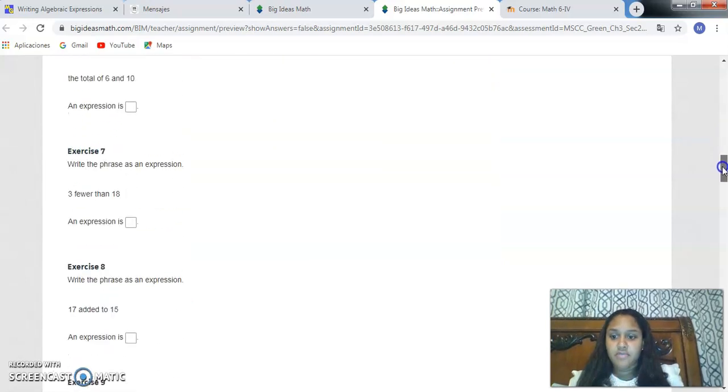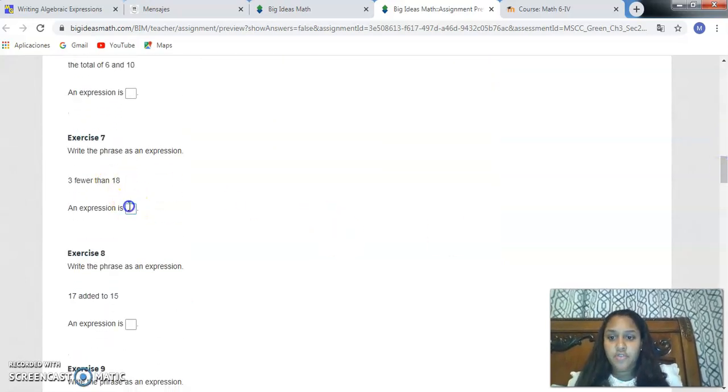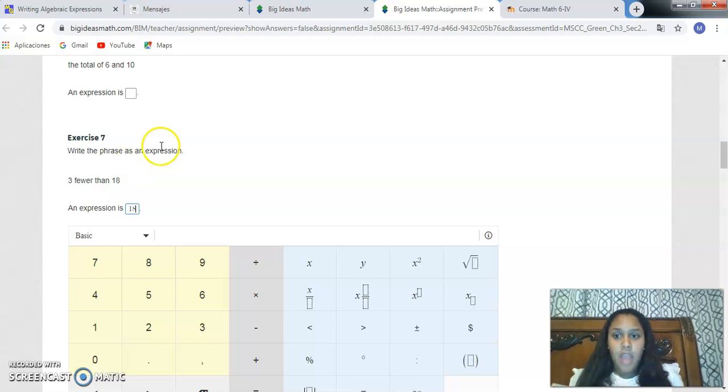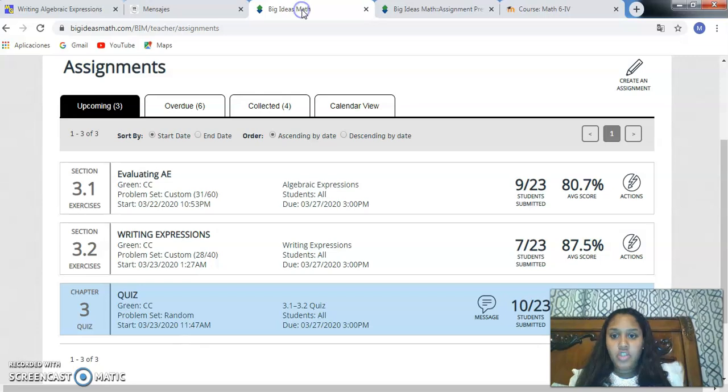Then I have, for example, write the phrase as an expression: 3 fewer than 18. Fewer means less, like less than. What will it be? 18 minus 3, because I'm taking away 3 from 18. And so on. Once again, this is the assignment of writing expressions.